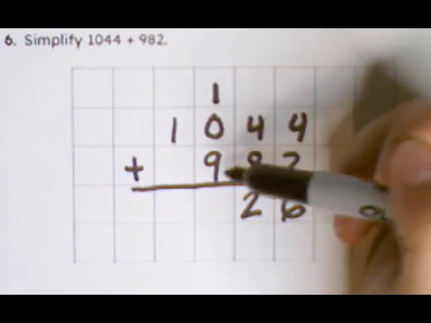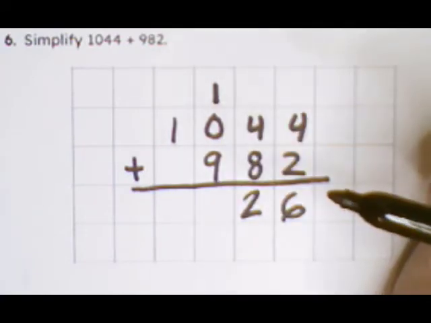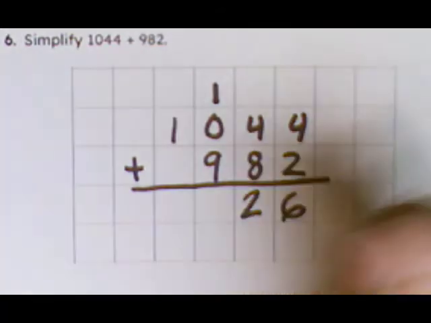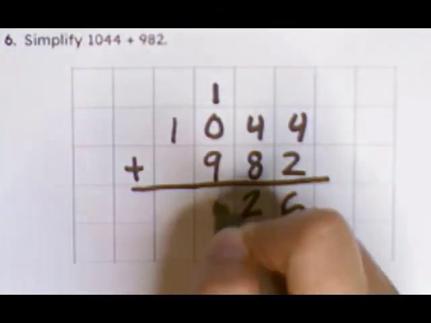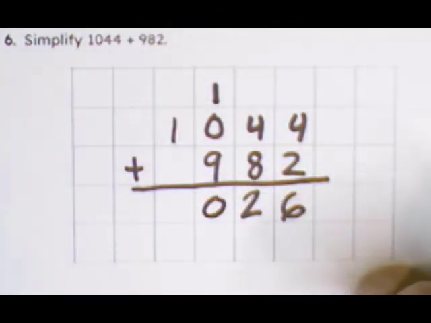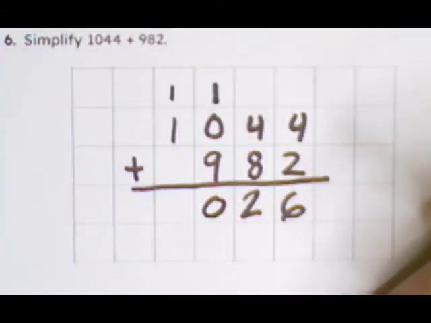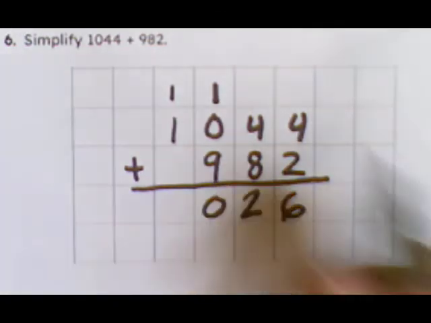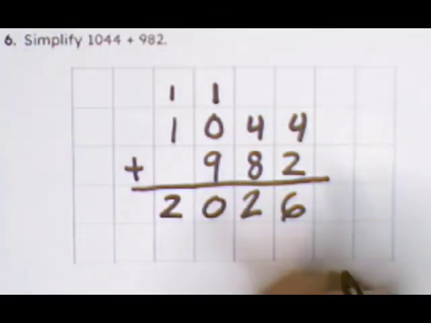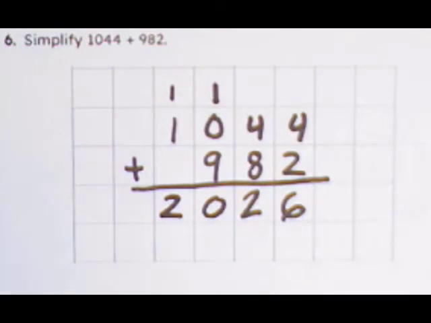1 hundred plus 0 plus 9 is going to give me 10 hundreds. 10 hundreds is the same as 1,000. So I'm going to put a 0 in the hundreds column, carry that 1 for the 1,000. 1,000 plus 1,000 is 2,000. So my answer is 2,026.